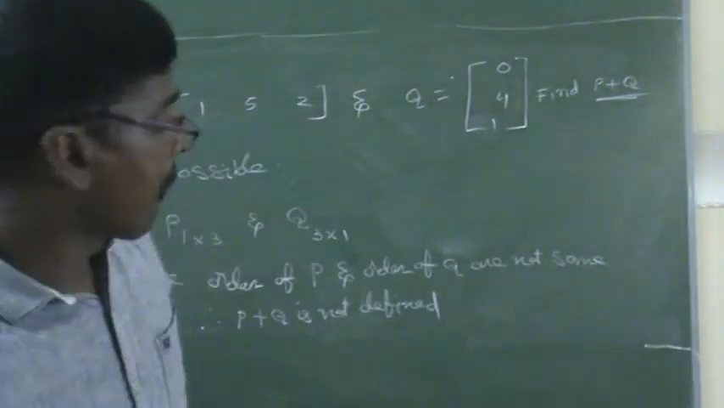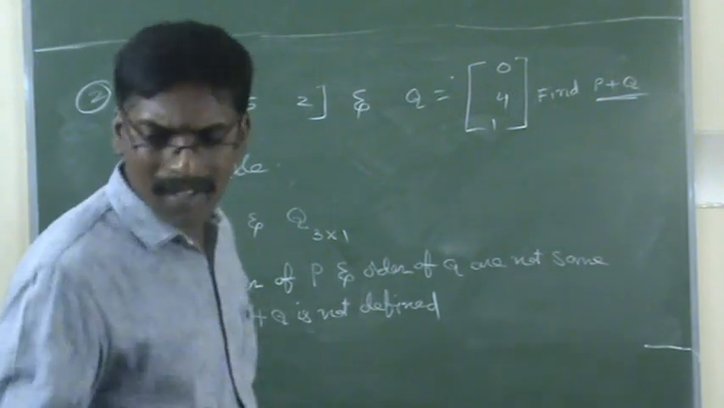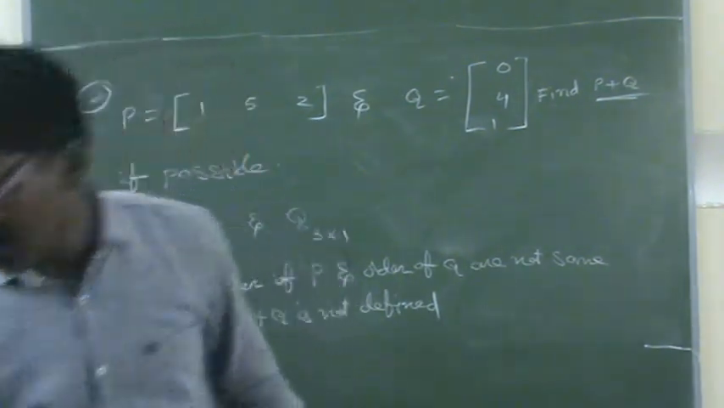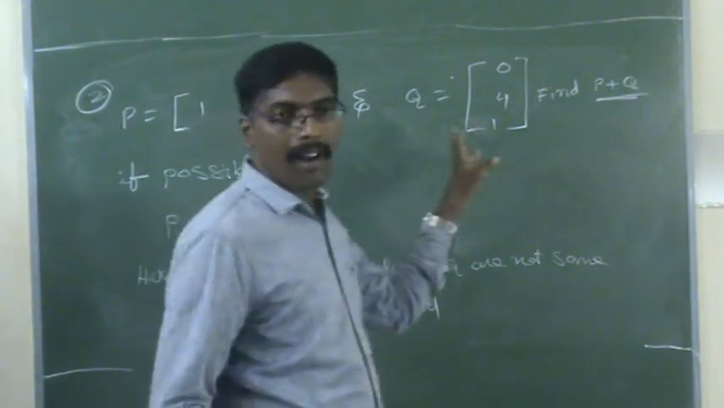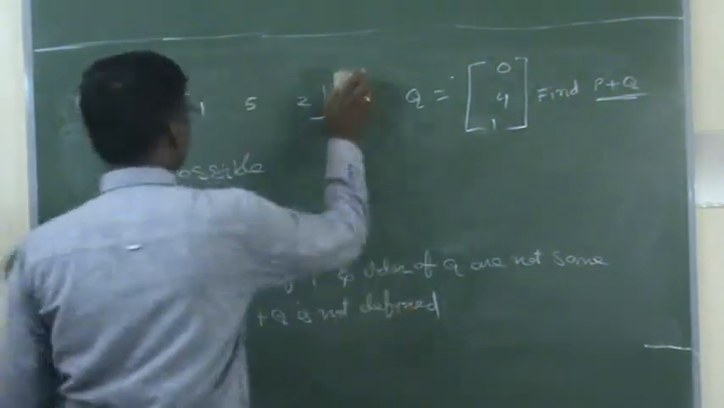Yes, coming to the examples. So many examples we have to take for addition of the two matrices. The condition is first we need to check their orders. That's all.